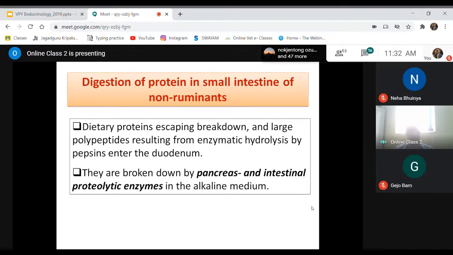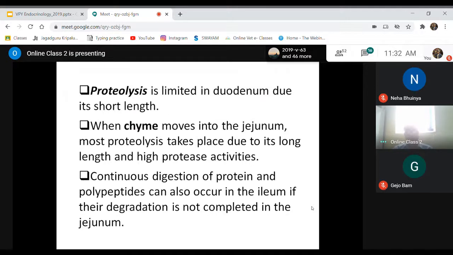Here, whatever will be left or whatever will escape digestion in the stomach, those will be digested with the help of pancreatic proteolytic enzymes as well as enteric or intestinal proteolytic enzymes. But their action will only be in alkaline medium. There are three different parts, all of you know, duodenum, jejunum, and ileum of the small intestine. But since duodenum is very short, because of that, actually proteolysis will be limited.